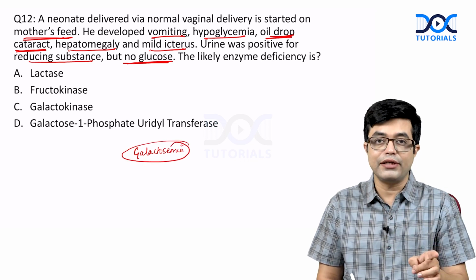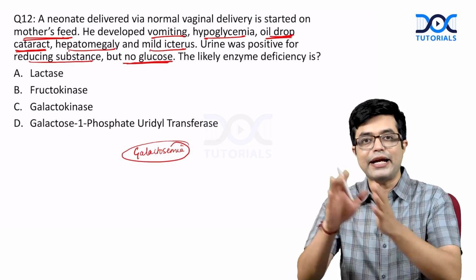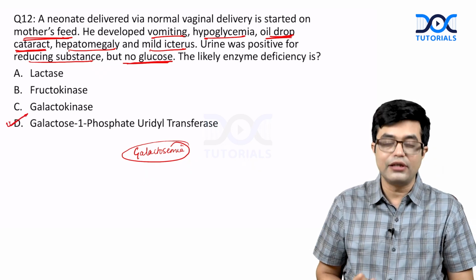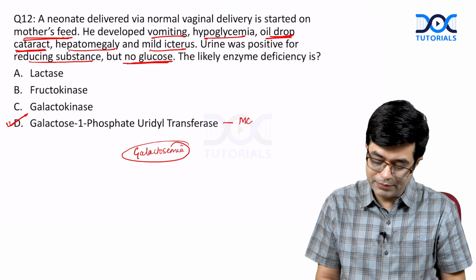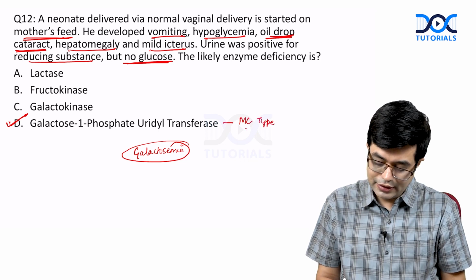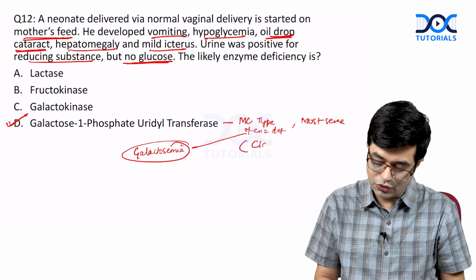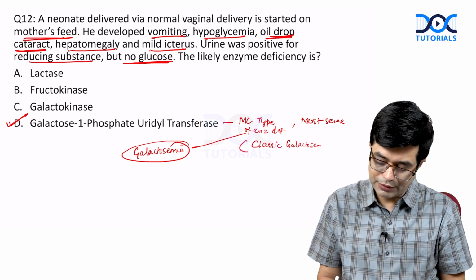Galactosemia, three enzymes are involved. We have galactose 1-phosphate uridyl transferase, galactokinase, and epimerase. Out of them, galactose 1-phosphate uridyl transferase is the most likely cause. This is the most common type of enzyme deficiency in galactosemia. This is also the most severe form, and this enzyme deficiency produces the so-called classic galactosemia. Classic galactosemia.